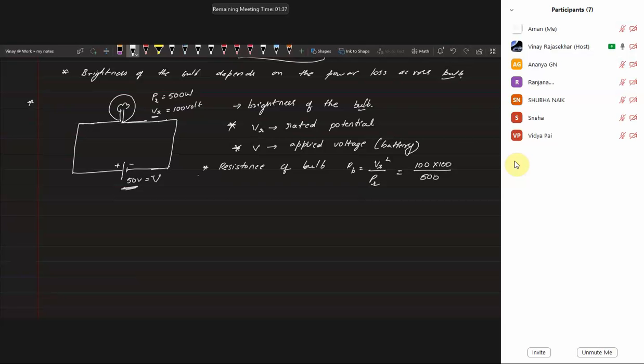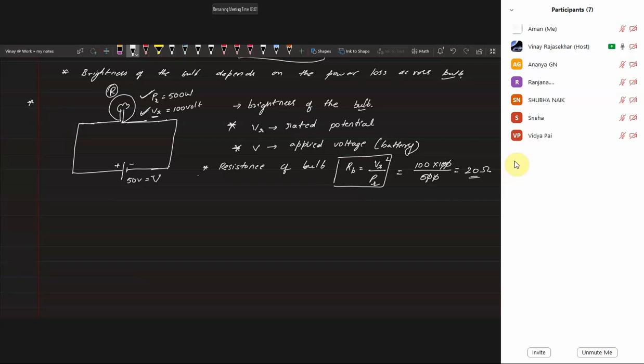Please remember, students, mostly students get confused at this point. They take this voltage as the battery voltage. Battery voltage is different, rated voltage is different. So to calculate the resistance of the bulb, we have to take the rated power and the rated voltage, but not the applied voltage. Please remember this. Then cancel the zeros, 5 ones are 5, 5 twenties are 100. So 20 ohm is the resistance of the bulb.